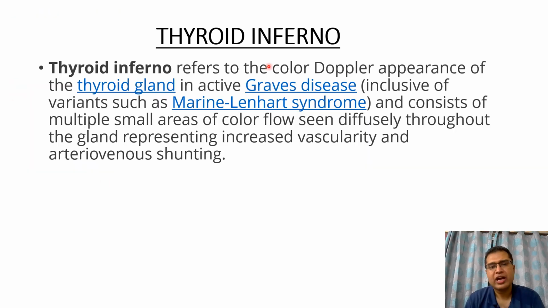It's called the thyroid inferno, which refers to a color Doppler appearance of the thyroid gland in active Graves' disease, which consists of small areas of color flow seen diffusely throughout the gland, representing increased vascularity and AV shunting. So this should definitely be done in any diffuse thyroid disease, to look for the vascularity. It's not a very specific sign. It can also be seen in early stages of Hashimoto's disease.